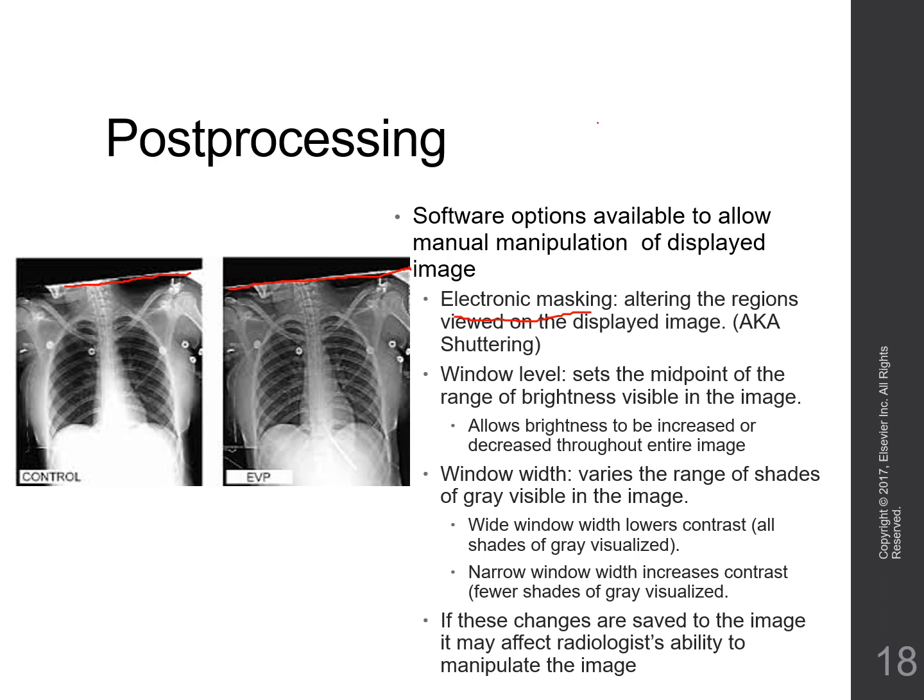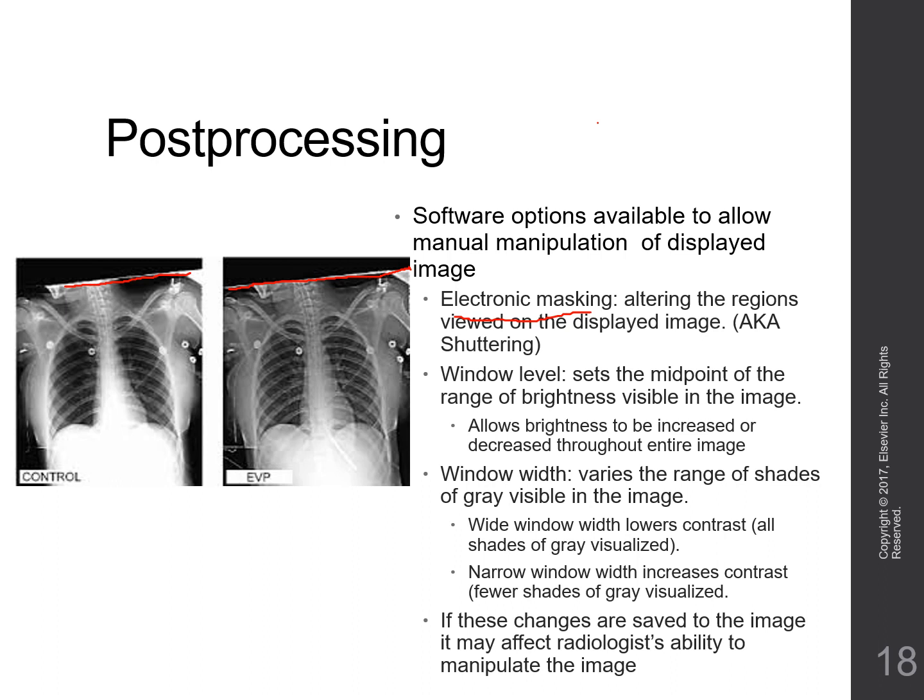Another type of post-processing is window level. So this sets the midpoint at the range of brightness. So it kind of adjusts that SAV of the image. So if I wanted to make the whole image more bright, I would shift the window level to the left or to the right.